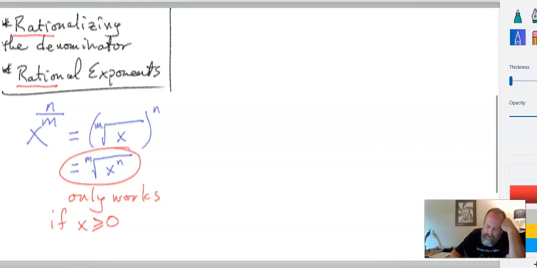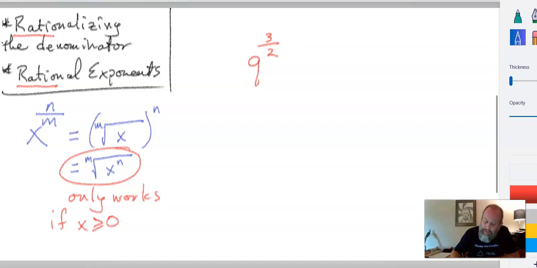Let's say I take 9 to the 3/2 power, right? So let's see if you can compute this. Go ahead and pause this. Okay, I'm assuming you've paused and looked at this now.